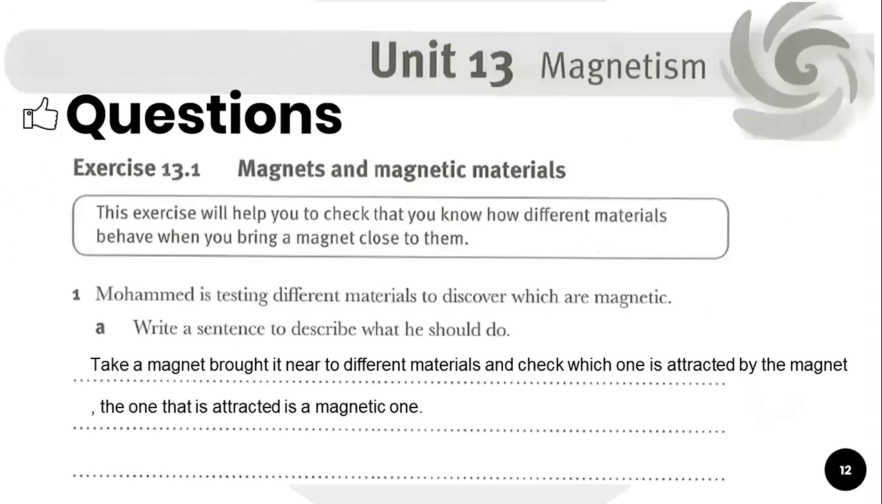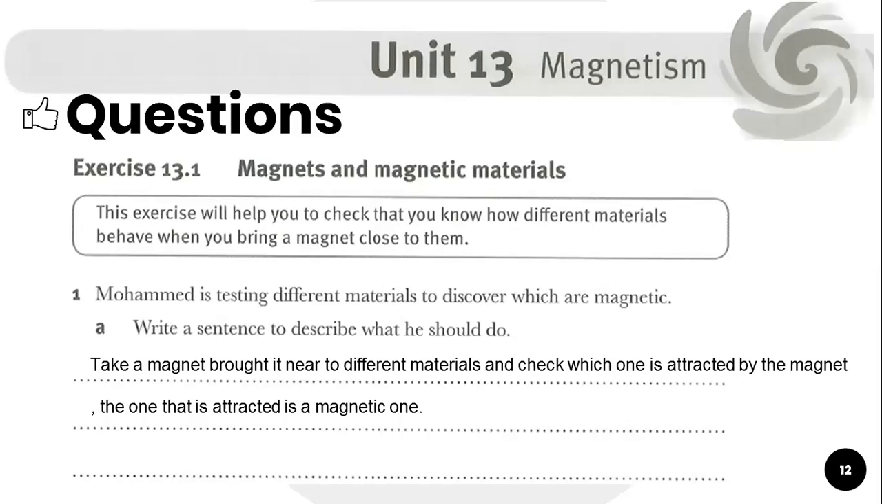So let's start with questions. You can open your workbook at page 120, if I'm right. Unit 13, magnetism, starting with the first exercise. 13.1, magnets and magnetic materials. These are all exercises that will help you check and understand the difference between magnetic and non-magnetic materials and just magnets.